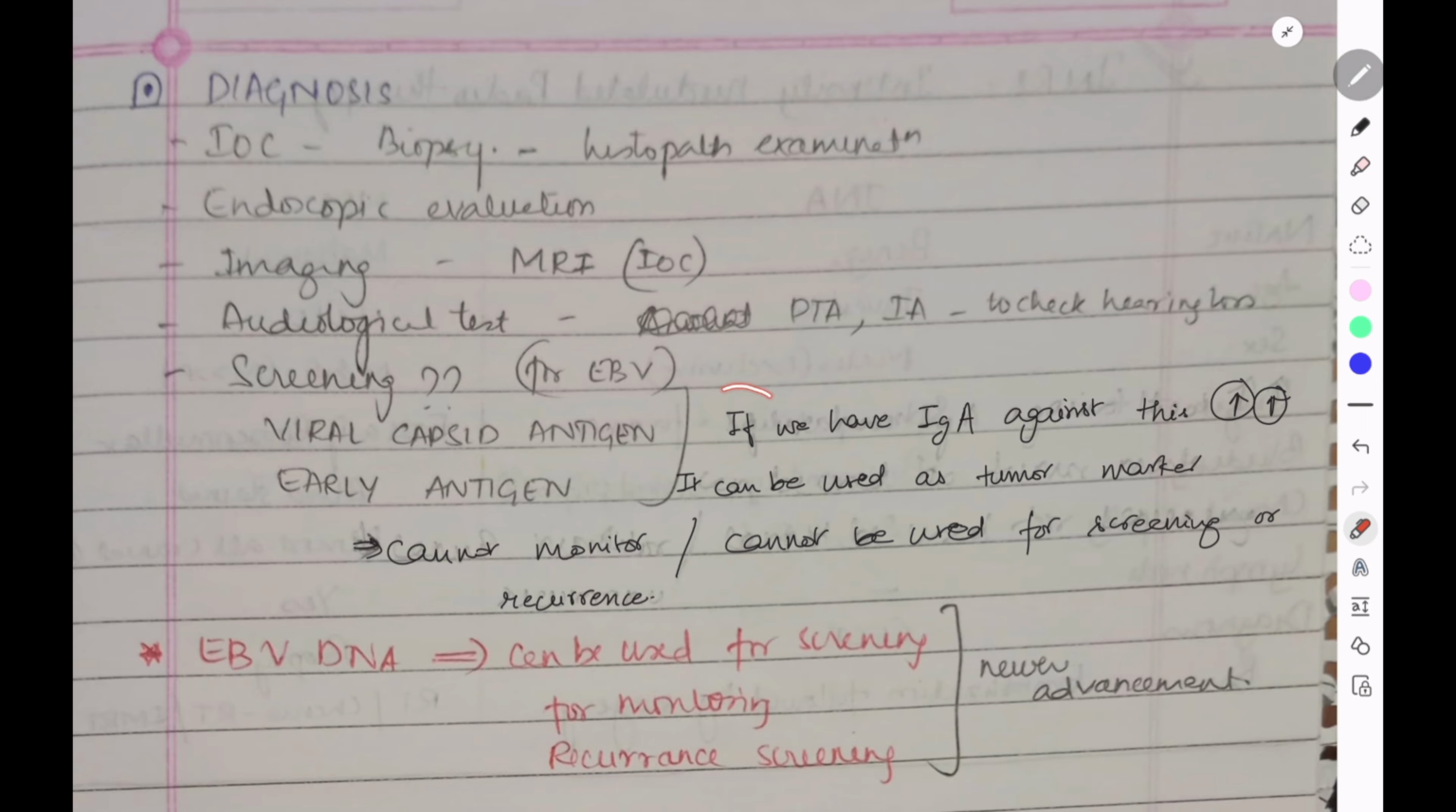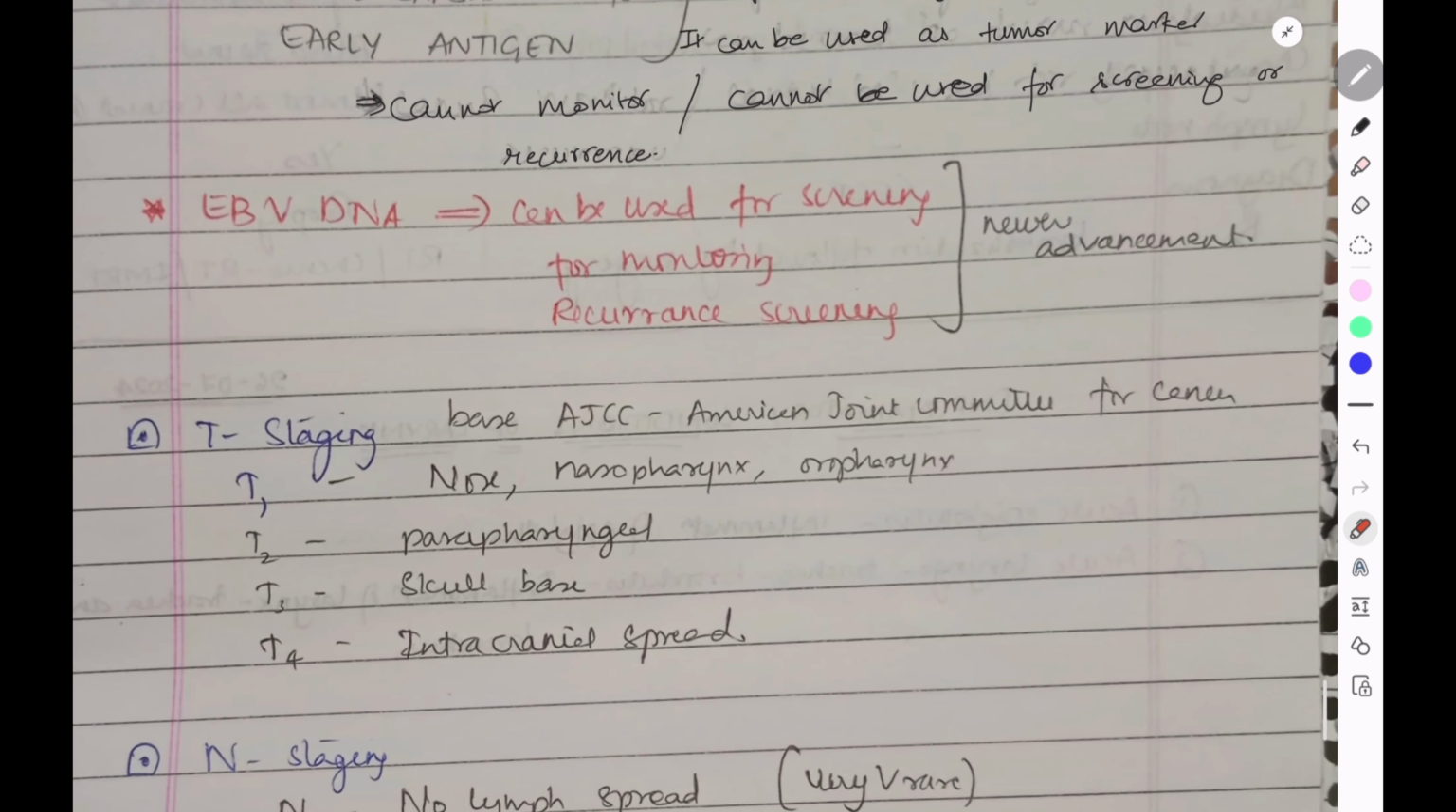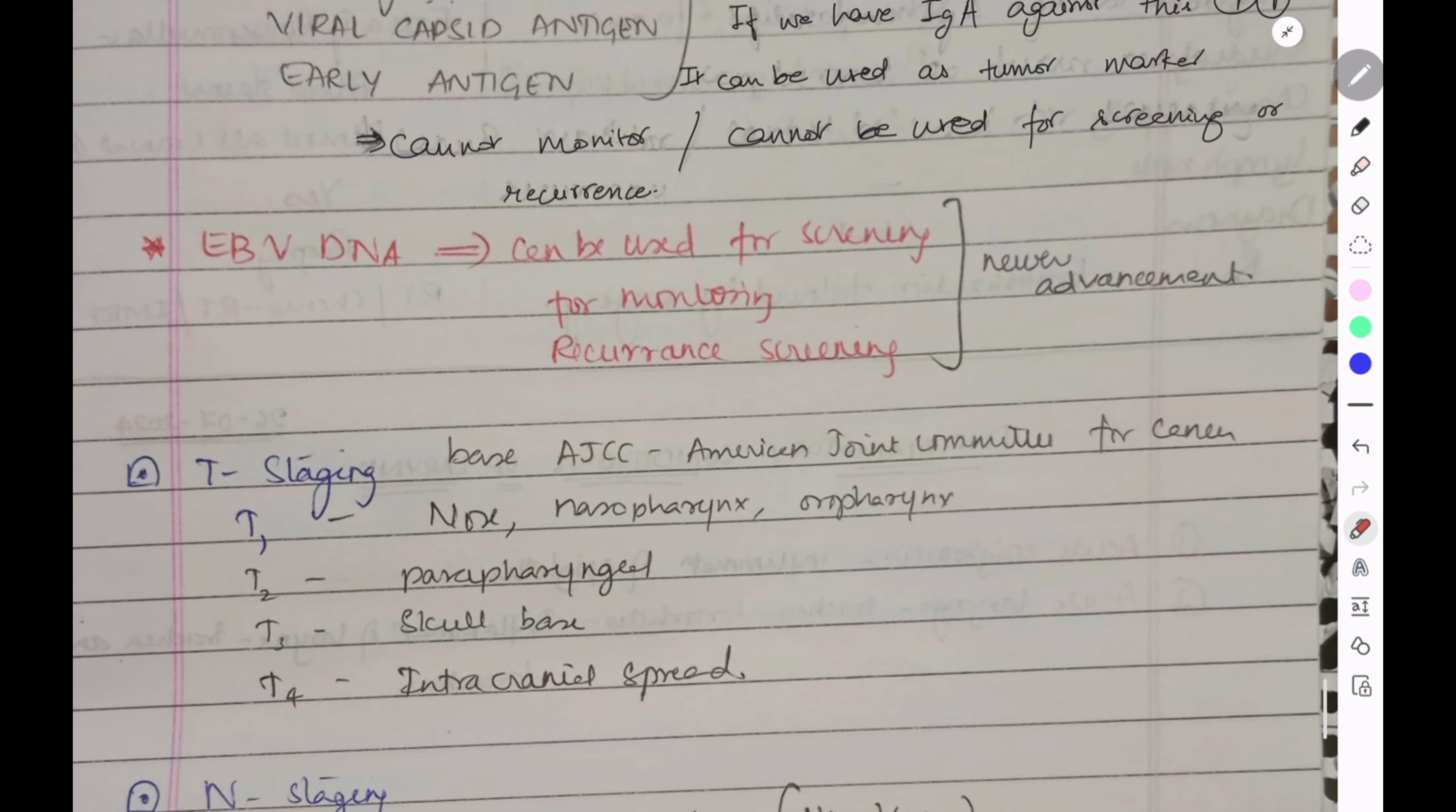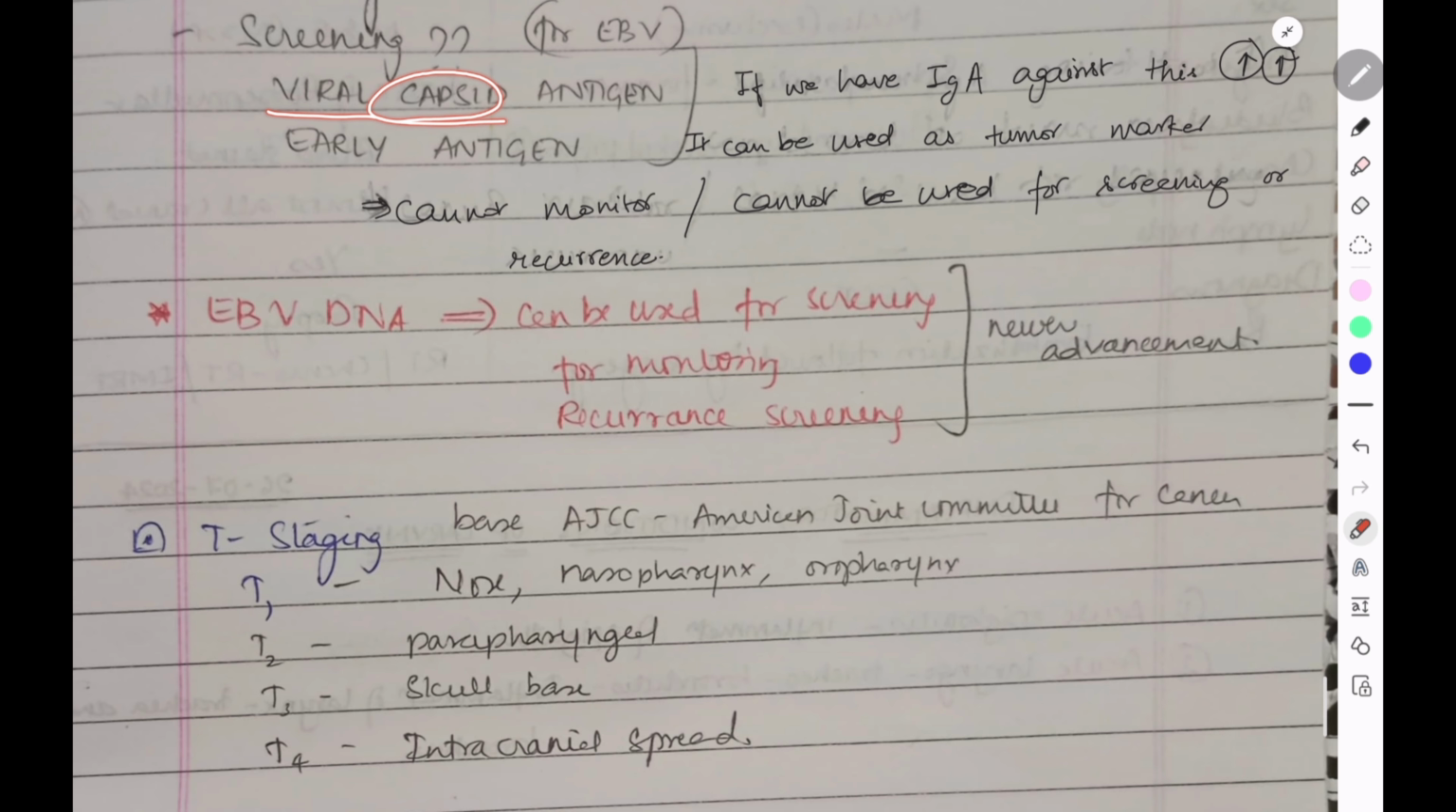So if we have IgA antigen against these, viral capsid antigen or early antigen, then it can be used as a tumor marker, but it is usually not used because it cannot monitor, and it cannot be used for screening or recurrence. Okay, so those antigens are not used for screening, but EBV DNA can be used for monitoring, for recurrence and for screening. So this is a newer advancement, that EBV DNA can be used but not those antigens.